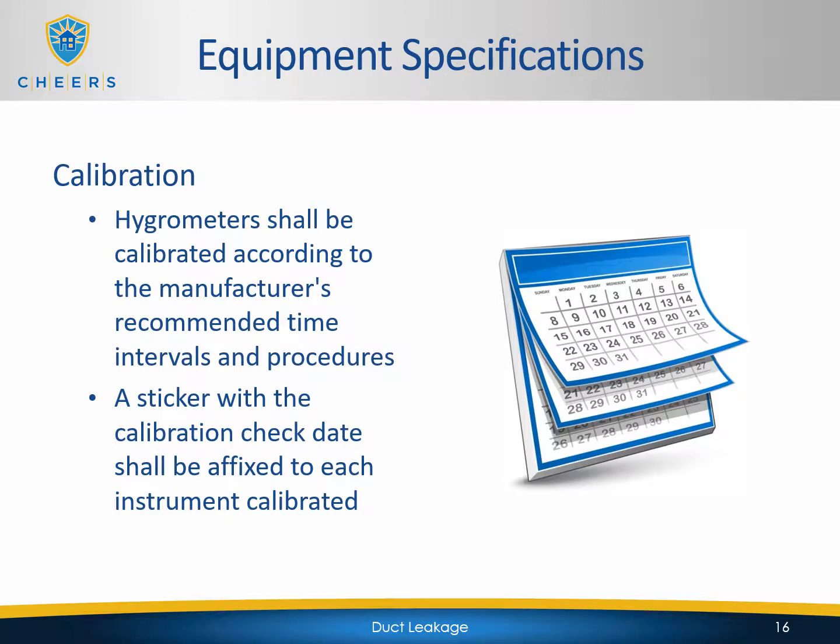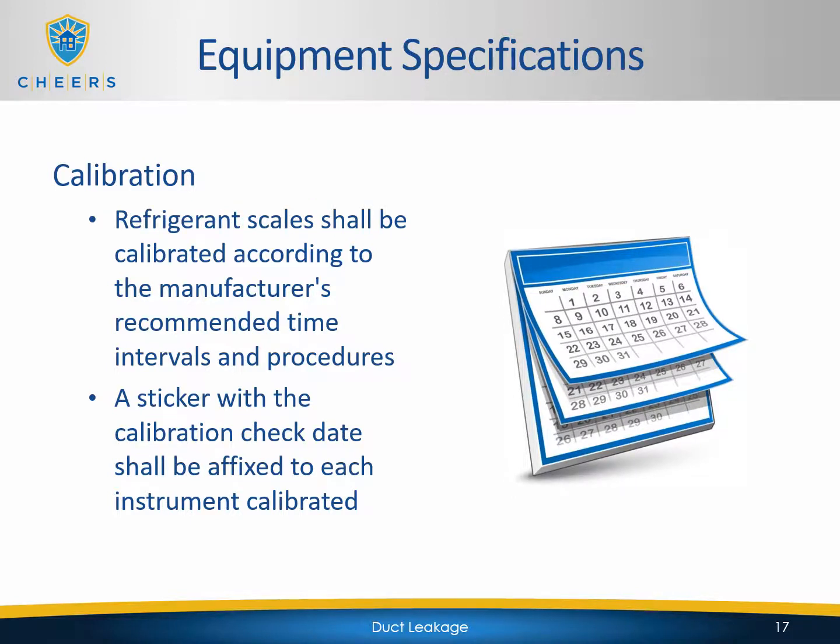Hygrometers shall be calibrated according to the manufacturer recommended time, intervals, and procedures. A sticker with the calibration check date shall be affixed to each instrument calibrated. Refrigerant scale should also be calibrated according to the manufacturer's recommended time, intervals, and procedures. A sticker with the calibration check date shall be affixed to each instrument calibrated.